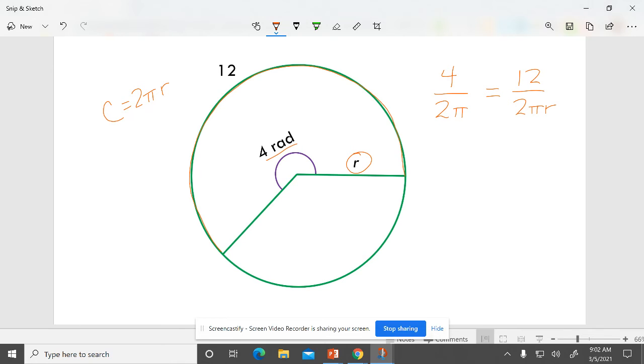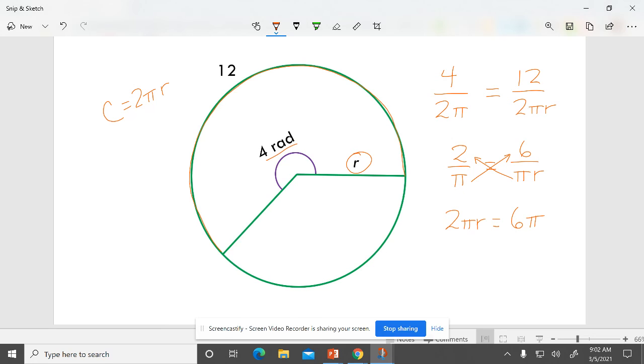So now we can work this out. Before we cross multiply, I'm going to simplify this. All of these numbers divide by 2. So I'm going to divide everything in the problem by 2 to simplify my numbers a little bit. And I will get 2 over pi on the left and 6 over pi r on the right. Now I will cross multiply. I will take pi r times 2, and pi times 6. I will get 2 pi r equals 6 pi.